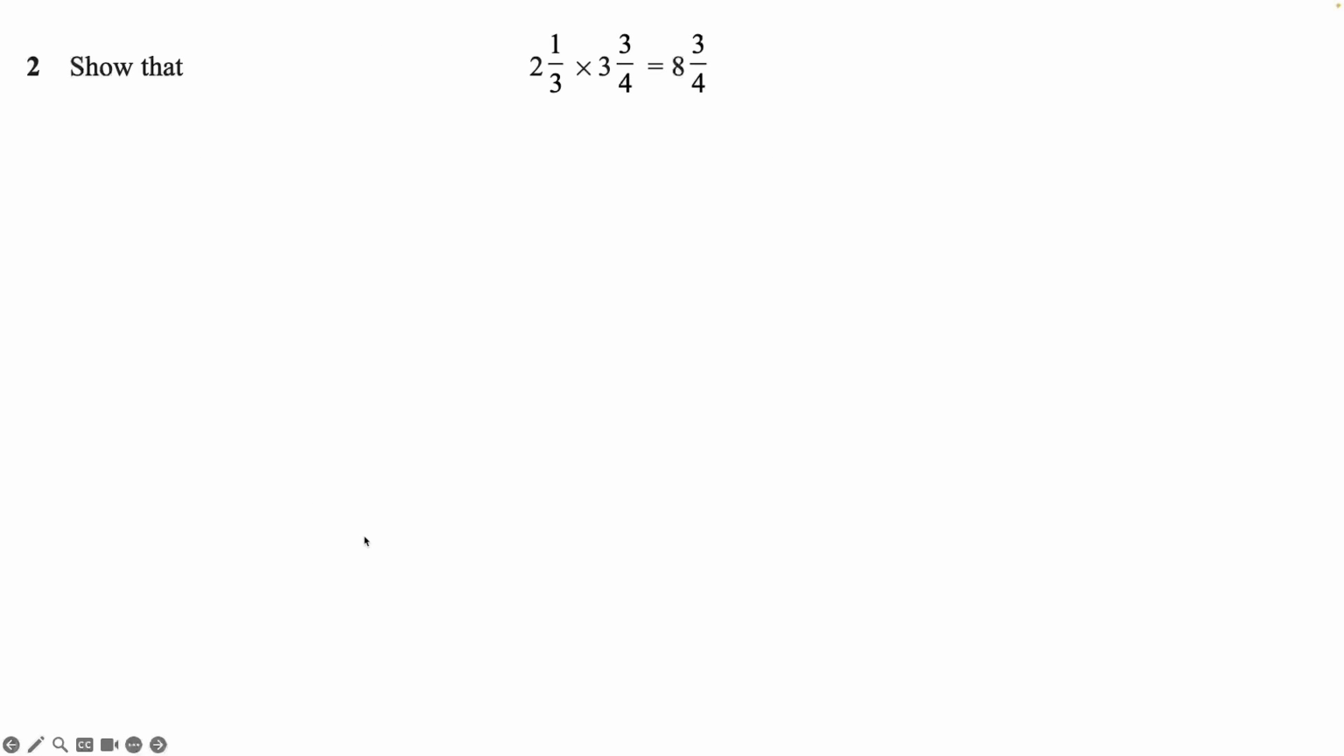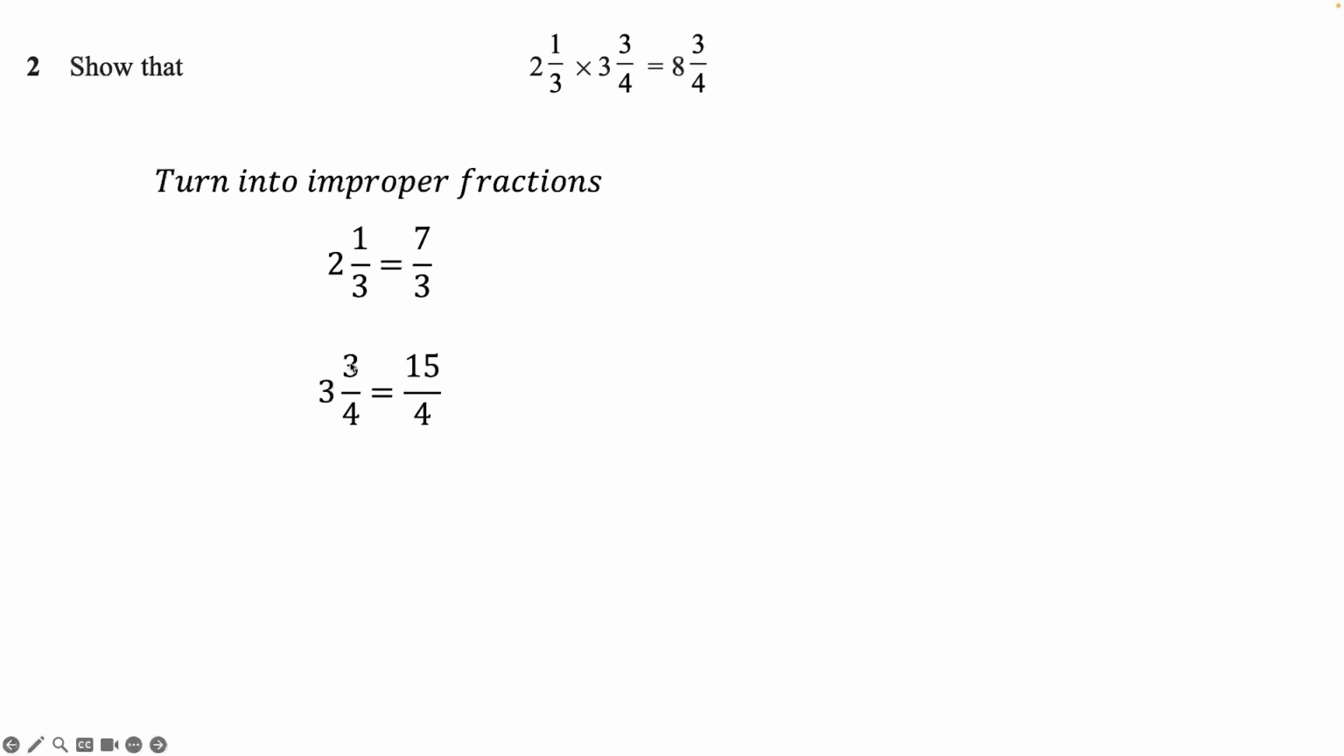Good. Question number 2. This is a really easy fractions question. We want to turn these into improper fractions, so let's first turn this one. The shortcut is to do 3 times 2 plus 1. That's our numerator, and the denominator is just this 3. It's whatever is at the bottom of this fraction. Likewise, for this mixed number, we can do 4 times 3 plus 3, 15 over 4. So that's our improper fraction for 3 3/4.